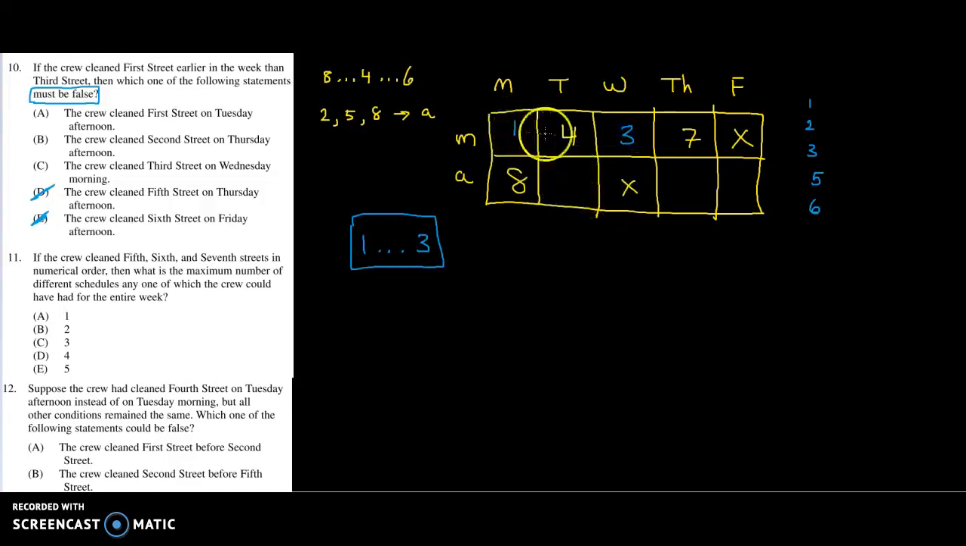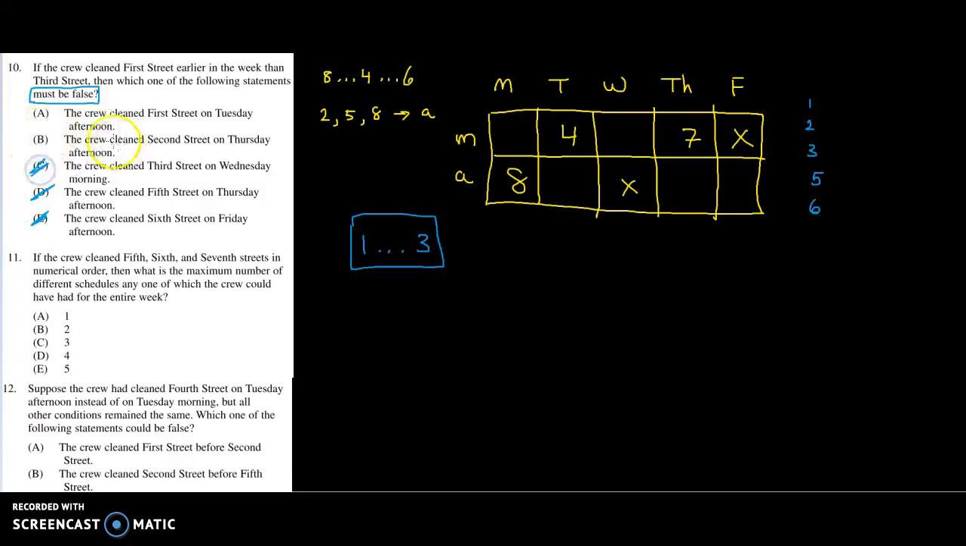That's fine. So that means this rule's fine. 2 and 5 have to be in the afternoon. How about 2, 5 there? Okay, that works. And 6 has to be after 4. Sure. There it is. No rules broken. So that one's out.